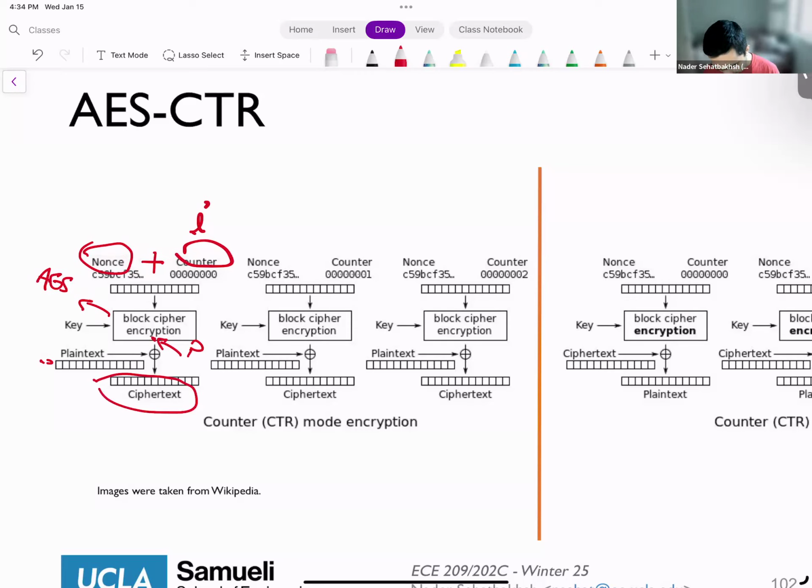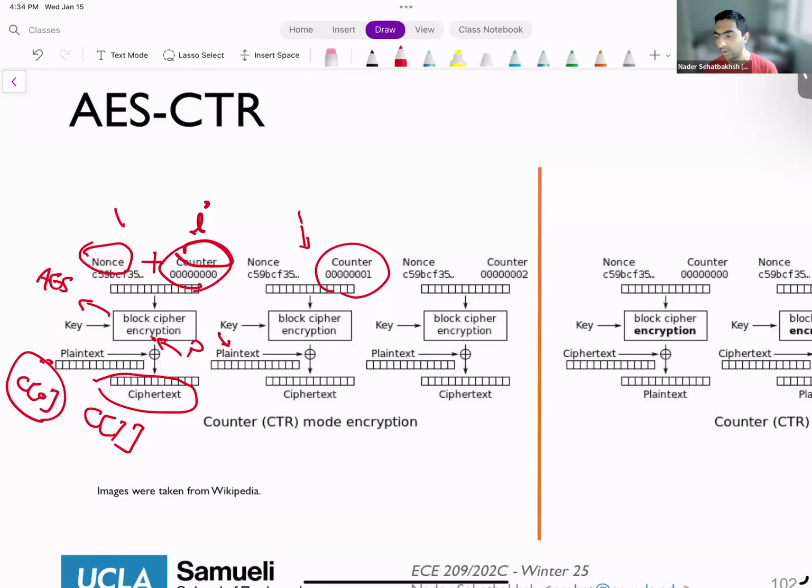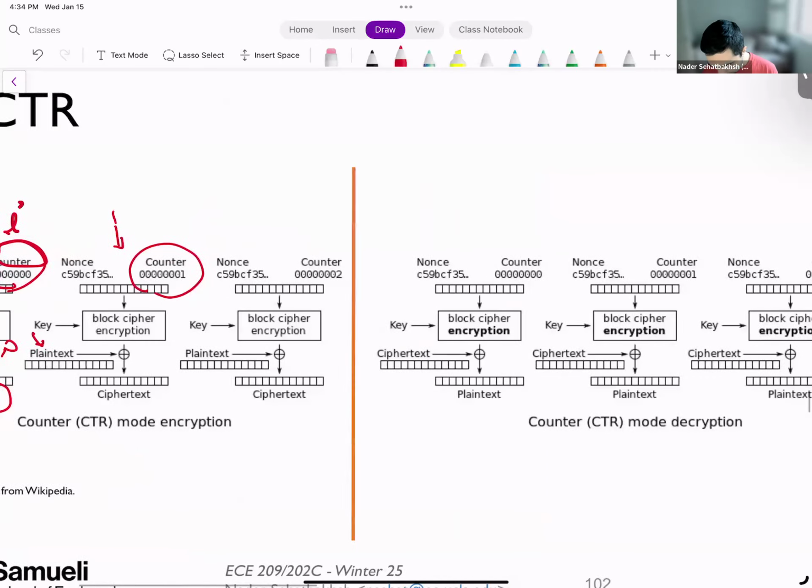This would be ciphertext C1, C2 and C3, and then remember C0 is actually our nonce, so the receiver also will know where the nonce is. And we're going to keep doing this for every single plaintext block. The only difference between this one and this one is that the counter here is 1 and the counter here is 0, and so on. So we move forward with this.